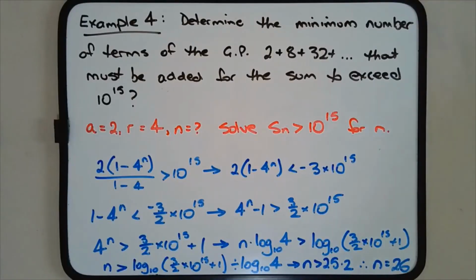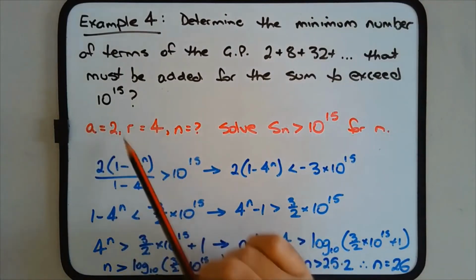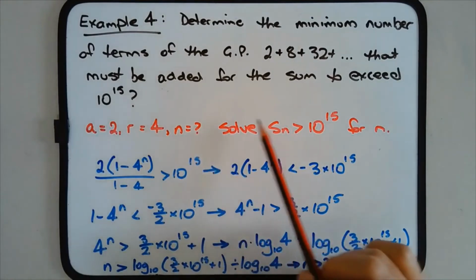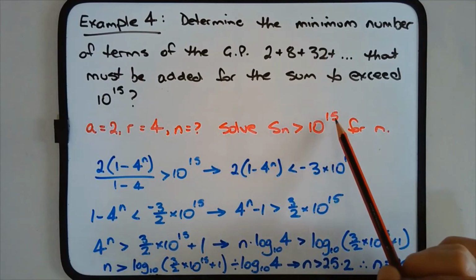Example 4. Determine the minimum number of terms of the geometric progression 2 plus 8 plus 32 plus ... that must be added for the sum to exceed 10 to the power of 15. Let's write down what we know. We know the first term is 2 and the common ratio is 4. We don't know n, that's what we're trying to determine. So we're going to solve the inequality Sn is greater than 10 to the power of 15 for n.